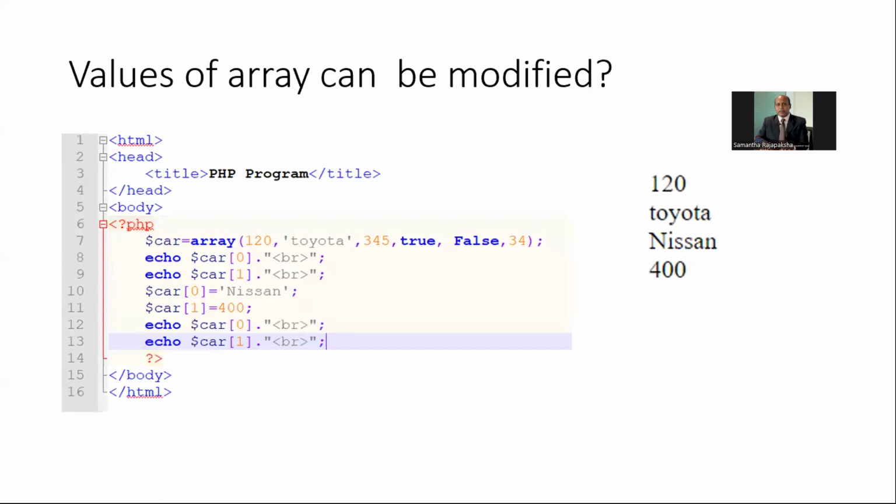This is another example. Here I create an array. You can see the first value, index number 0, is 120, and index number 1 is Toyota. Then I change the value of index number 0 to Nissan and index number 1 to 400. Then if you display values 0 and 1, you get the new values Nissan and 400. So remember, array values can be changed and modified, and then you can access the new value using the index number.